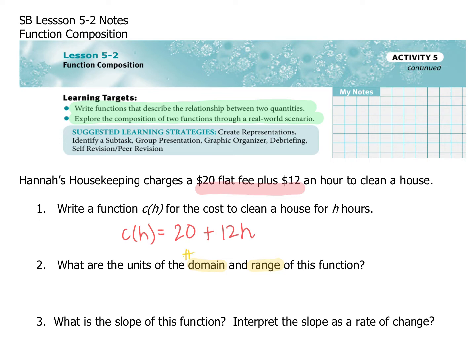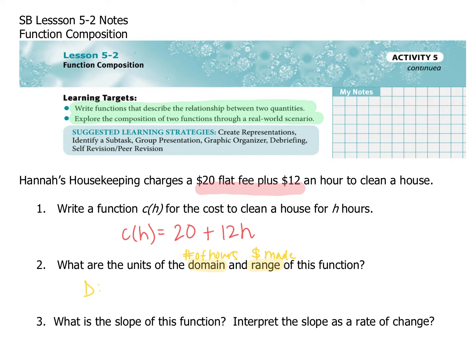So for me, I kind of like to write it right above the domain. So that specifies it a little bit. For our range, that's our output. So think about the number of hours is going to output what? Well, it's going to output the money that Hannah makes. Now, in regards to domain and range, we have to think about what are all the possible values of hours, and what are all the possible values of the money that could be made.